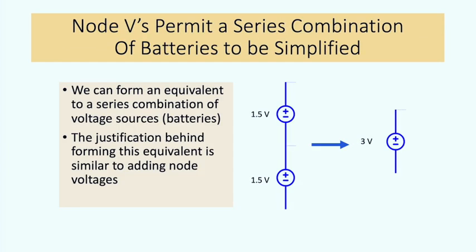Now, this perspective on voltages also gives us some insight as to how we might simplify a series combination of batteries, for example. Suppose these 1.5 volt voltage sources were like two old school D batteries inside a flashlight tip to tail, like this. We can form an equivalent of those two voltage sources by describing them as a single 3-volt source, and the justification behind this is similar to the concepts we're talking about with node voltages.